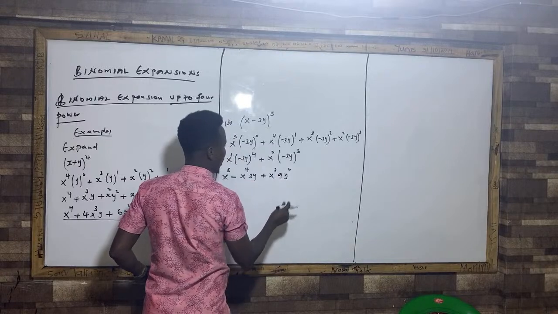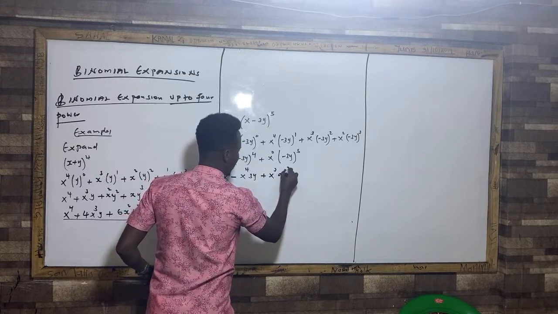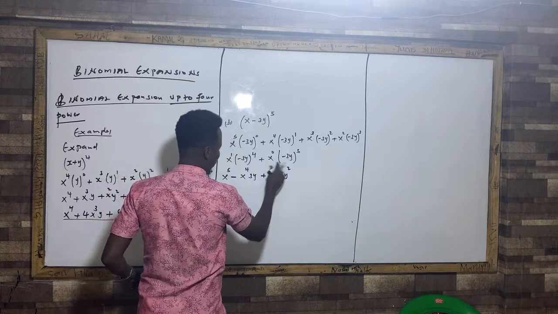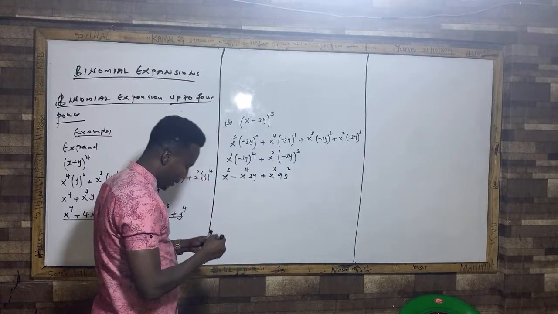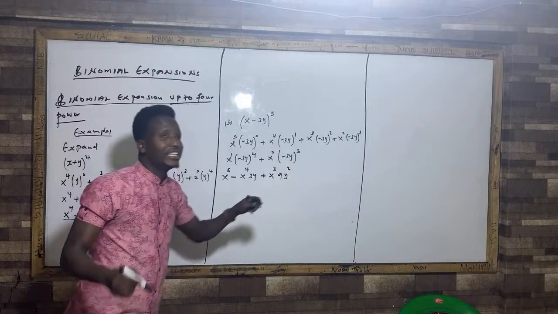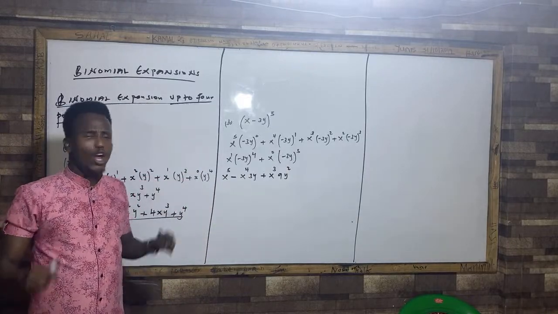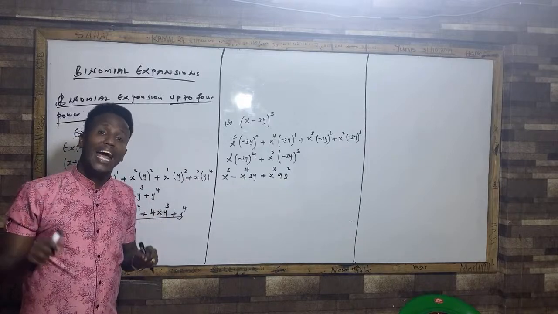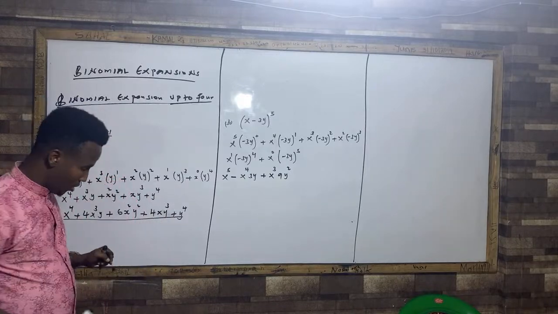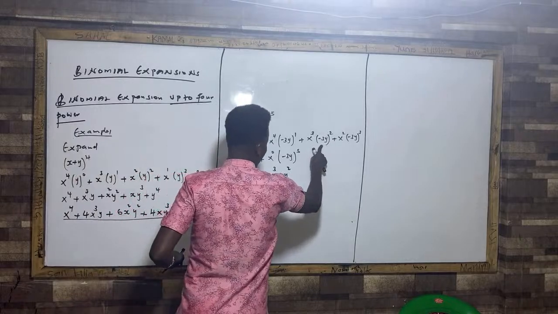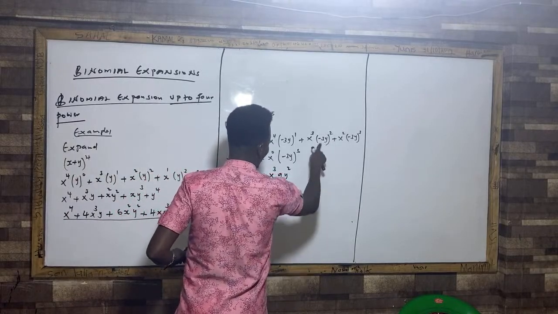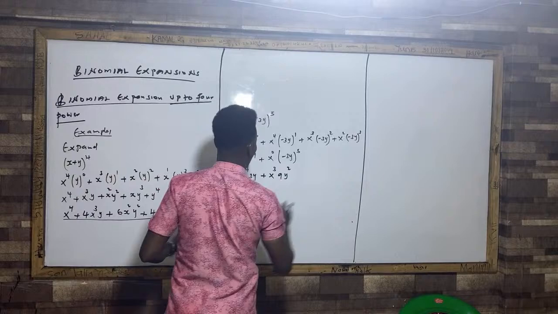9y squared. Ask me why? Because inside the bracket, this is x power 3, as well. Inside the bracket, look here. We have negative 3y squared. That's negative 3y times negative 3y, which will give you what? Positive 9y squared, okay? Because this square will affect the quantity inside the bracket, okay? So 3 squared is 9, y squared is y squared, okay?